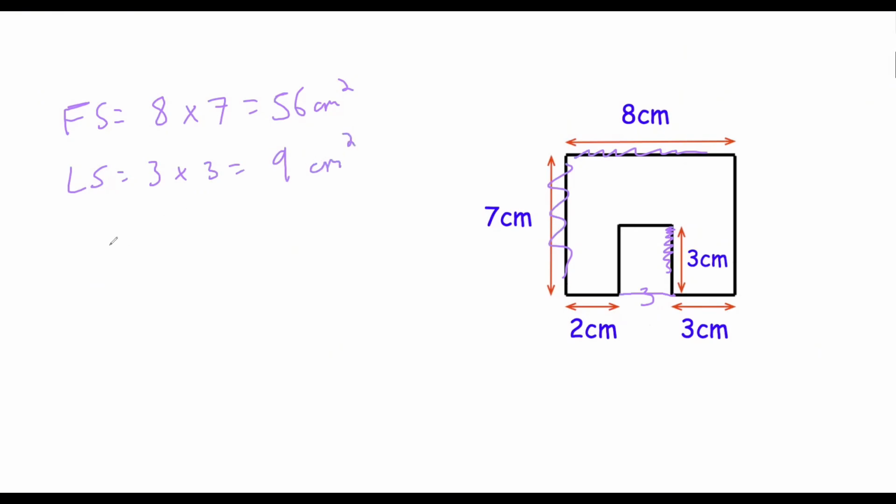And then we're just going to do a subtraction, aren't we? So we're just going to say 56 minus the 9. That gives us, what is that? It's 47, isn't that? So 47 centimeters squared for this one.